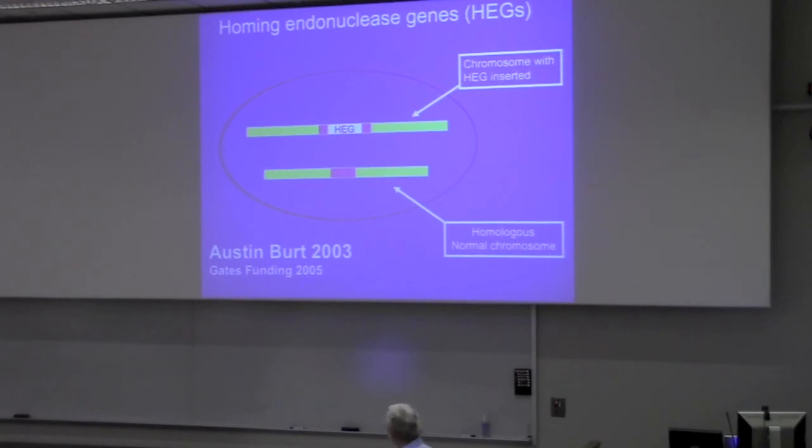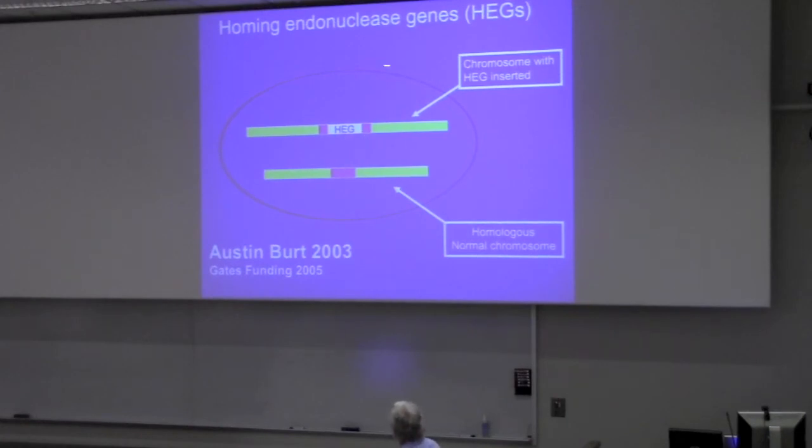But Austin Burt felt he had a great idea and that this could serve as a gene drive mechanism, and he had some ideas about it. And he got the Gates Foundation to give him like $9 million to get a start on this. And he got this great team together and they started working on it. But let me tell you what the concept is behind this.